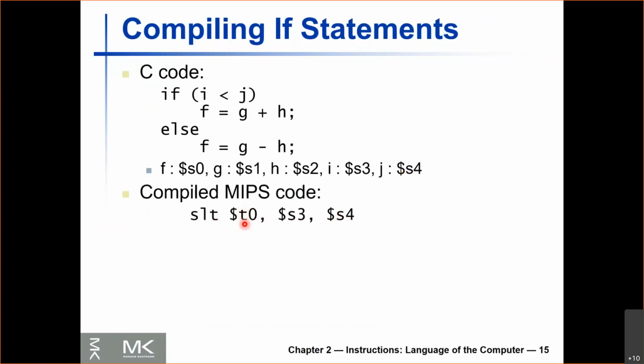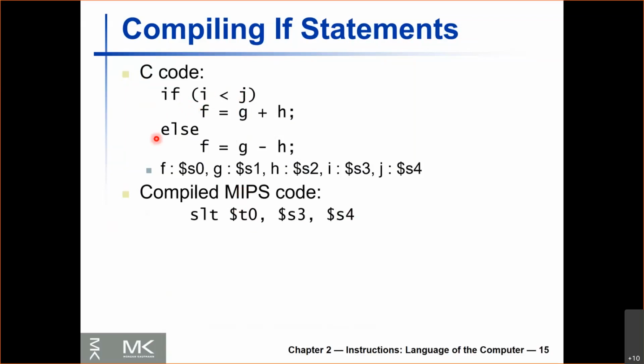Now, if T0 is 1, what are we going to do? Well, if T0 is 1, that means i is less than j. That means we're just going to continue executing the next instruction. If T0 is 0, that means i is not less than j, so we're going to branch. So how do we do this? How do we branch if T0 is 0?